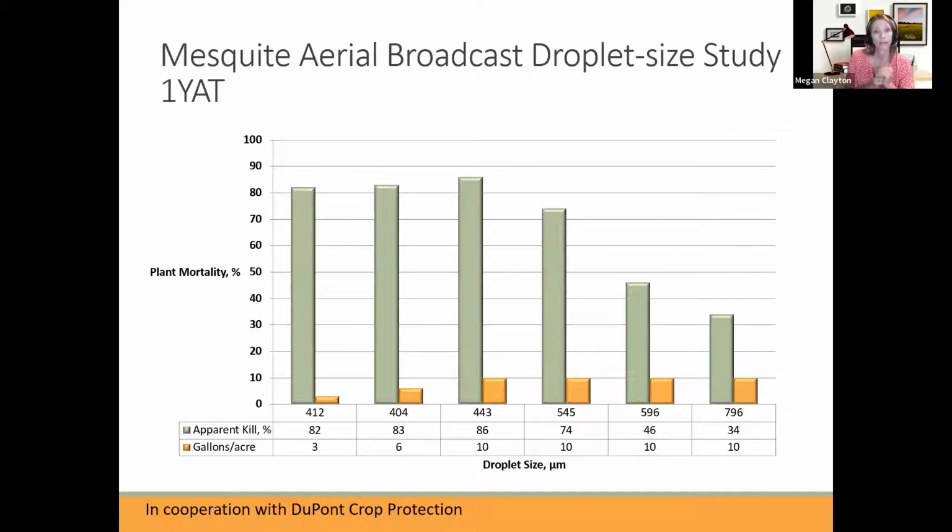Unfortunately, when we go too far to the left and get a very, very small micron, we have issues with drift, so a lot of people aren't going to want to go too small. But what we showed is anywhere up to about 600 micron worked out pretty well. And after that, you saw your efficacy start to decline.